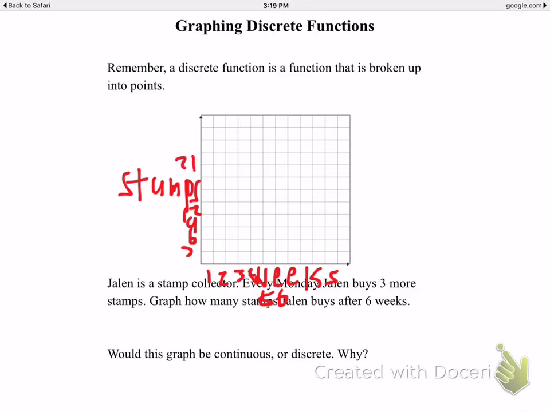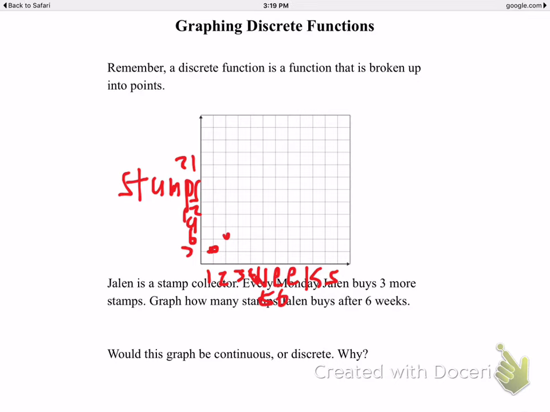So after the first week, he's going to buy 3 stamps. So we're going to have a point right here. Now, remember, this is a discrete function, not a continuous function. He's not slowly buying stamps each week. He's getting 3 more all at once. So at the second week, we're just going to have another point right here.